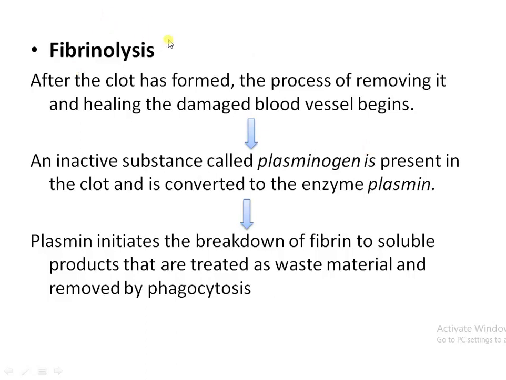Just like our body has the capability to form a fibrin clot, our body also has the capability of dissolving that clot. After the clot has been formed, the process of removing it and healing the damaged blood vessel begins. An inactive substance known as plasminogen is present in the clot and is converted to the enzyme plasmin. Then plasmin starts the breakdown of fibrin into soluble products that are treated as waste material and removed by phagocytosis.